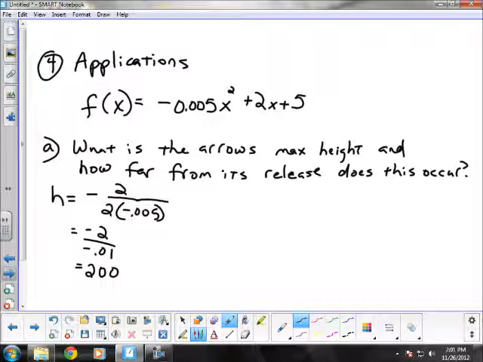Anybody like typing that in, huh? It's 20. Probably right. That's what I thought it was at first, and then I second-guessed myself. It is 200? Oh, okay. All right, so 200. Now, that is what? That's the x. So that's this part. How far from its release?